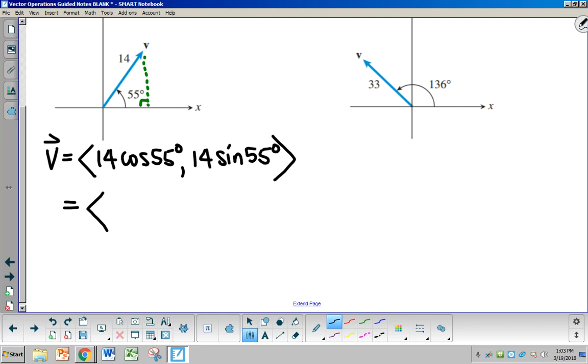That's 8.03, 11.47. Now, looking at the vector, does it make sense that the path from the tail to the tip would be about 8 something and up 11 maybe? Okay. So the 14 is its magnitude and its direction is 55.